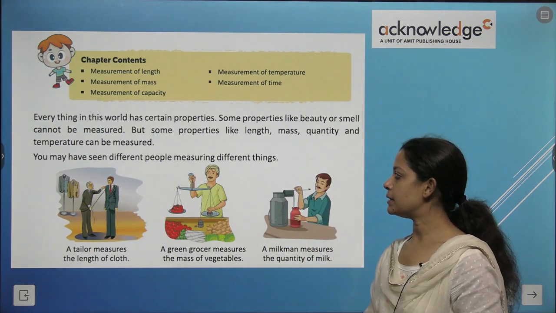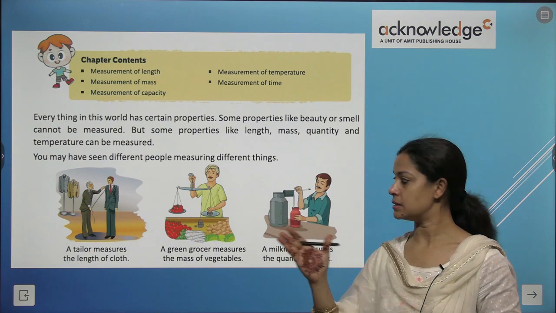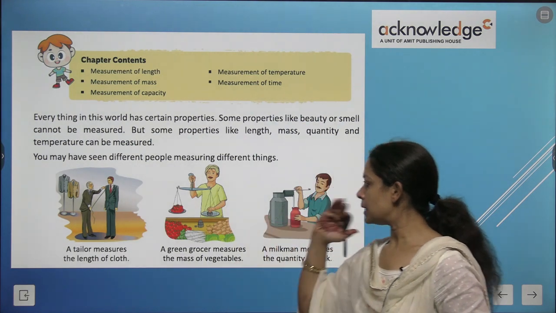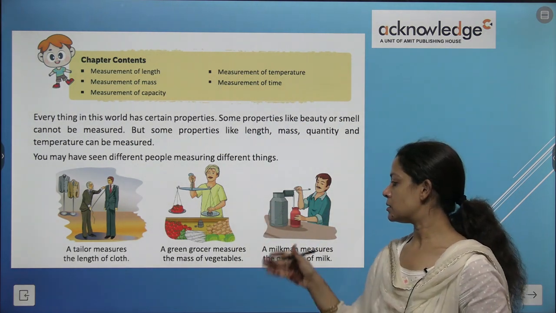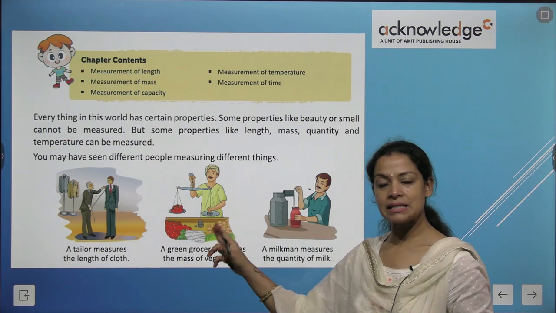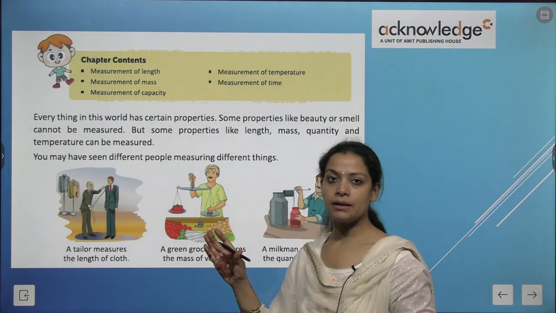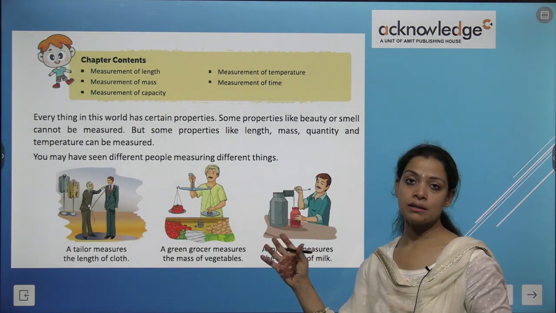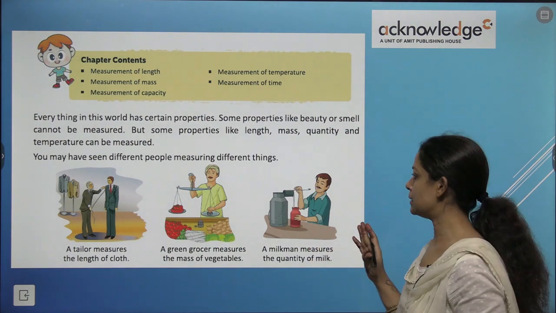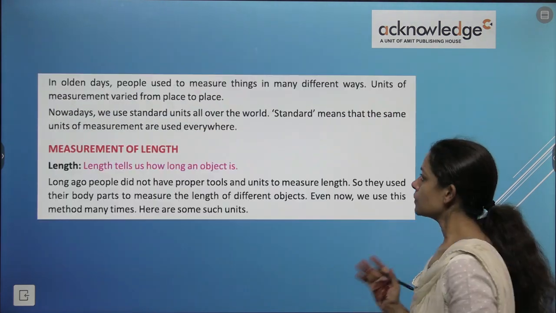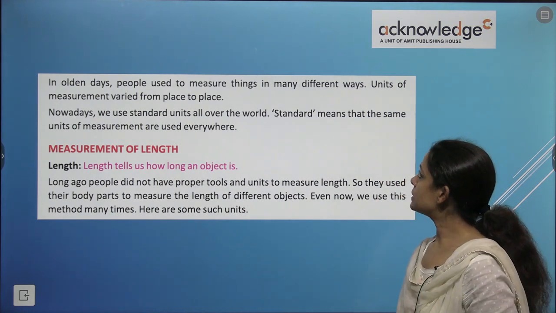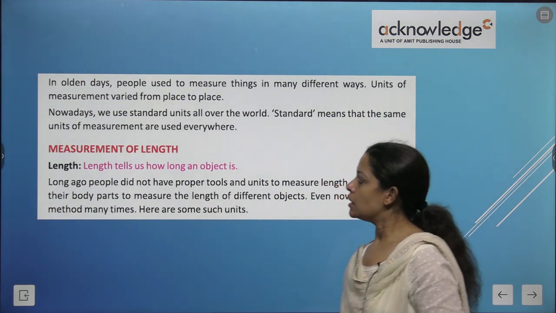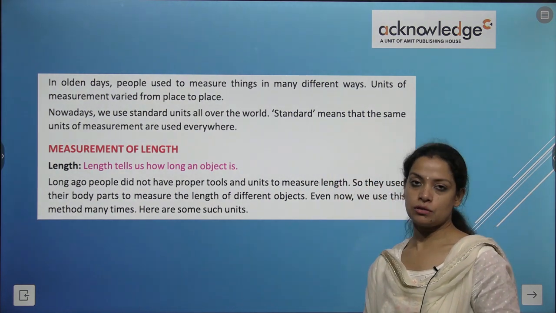So you may have seen different people using different techniques, different things. Like a tailor measures the length of cloth using measuring tape. Then a grocer or green vegetable grocer, he uses this kind of balancing beam, तराजू जिसको हम कहते हैं, to weigh his vegetables. Then a milkman measures the quantity of milk by using this kind of tool, this kind of utensil. So in olden days, people used to measure things in many ways, like units of measurement varied from place to place. Nowadays, we use standard units of measurement.